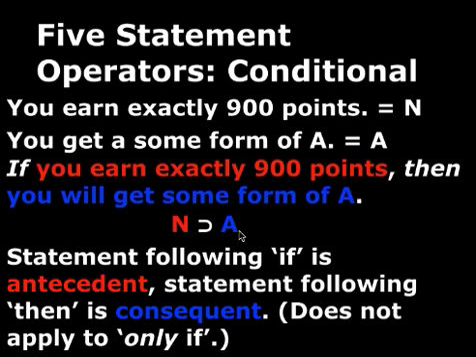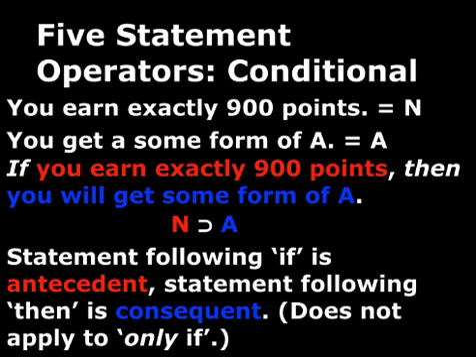Now what's tricky is that, first off, this doesn't apply to only if. There's a number of ways in English to express a conditional. If and if-then are a couple of ways. Only if is another way. I'm going to talk about only if in a minute. What I just said right now doesn't apply to only if. There's a different way of doing it. But if it's an if-then, okay, the statement following if is the antecedent. The statement following the then is the consequent. Antecedent goes on the left, consequent goes on the right in the formal notation.